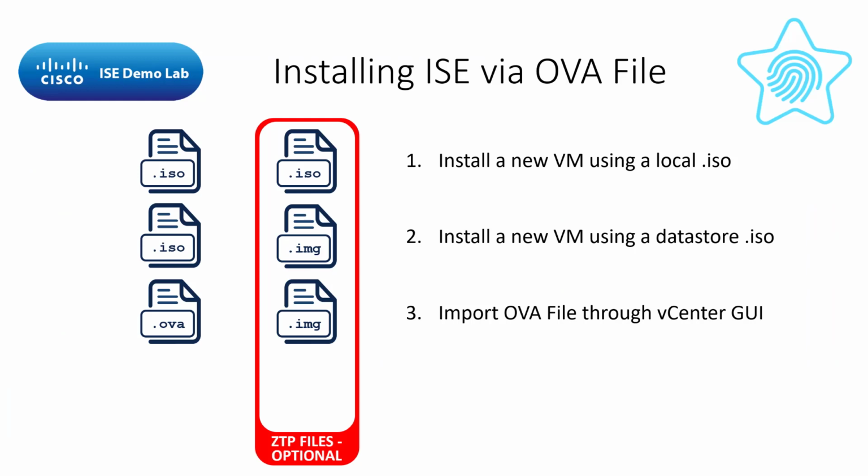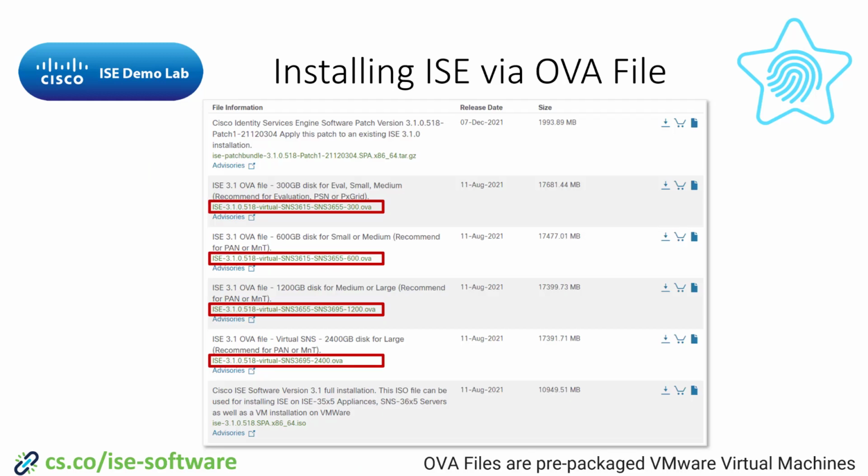The third option is to upload an OVA file to vCenter. This is faster than an ISO installation due to the fact that the base OS is already installed. Once the OVA is imported into vCenter and powered on, it is ready for the configuration and to install the ISE application. Cisco has made VMware deployments easy by allowing you to leverage pre-packaged ISE virtual machines.